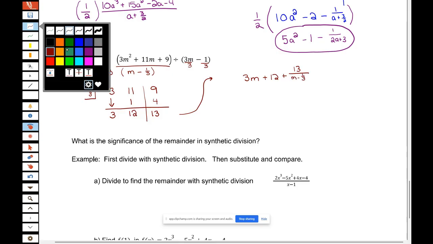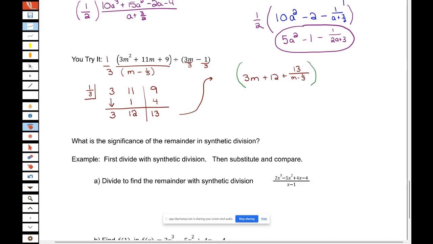But I have to multiply that entire thing by 1/3. And I'm going to get 1/3 of 3 is 1m, 1/3 of 12 plus 13. And then when I run my 3 through the bottom, 3m minus 1. So you may decide you like that better than long division. You can use it when you have a binomial. You can't use it when you're dividing by something bigger than a power of 1 on your denominator, but you can use it if you like it.